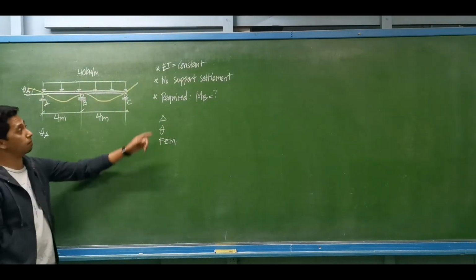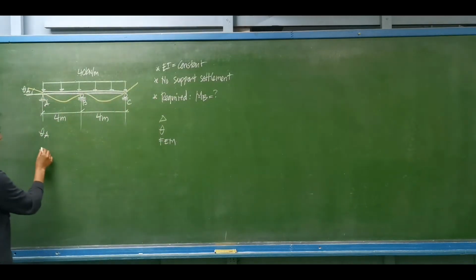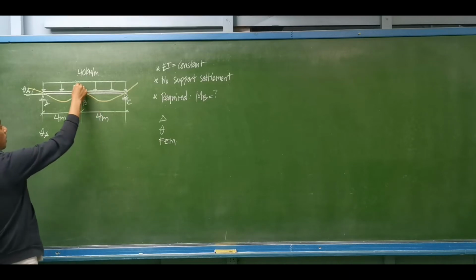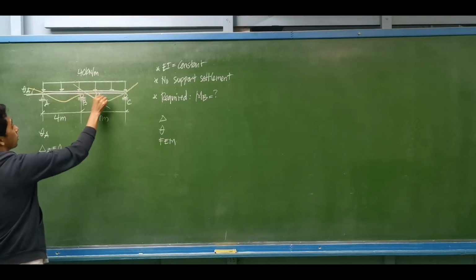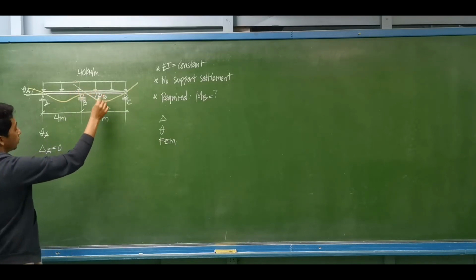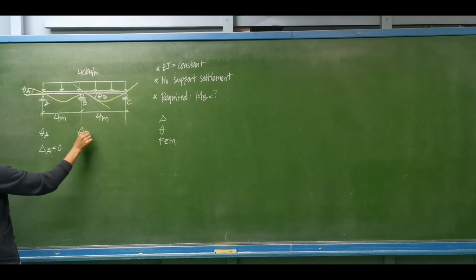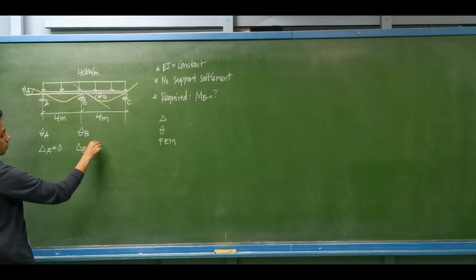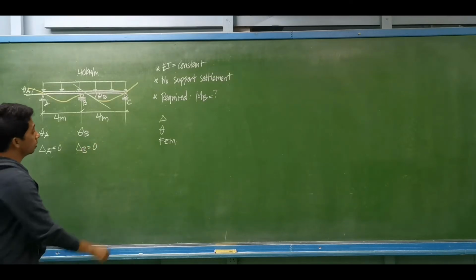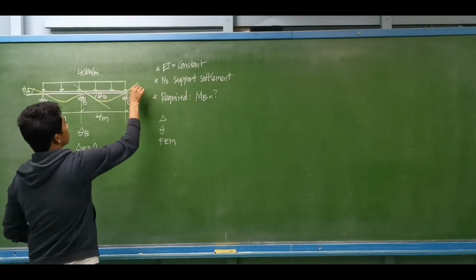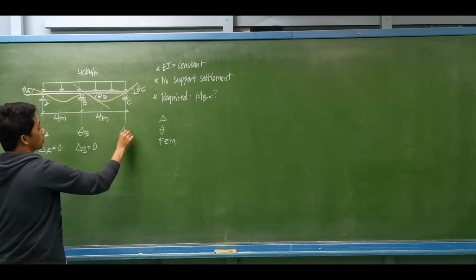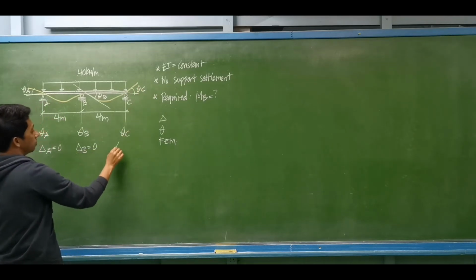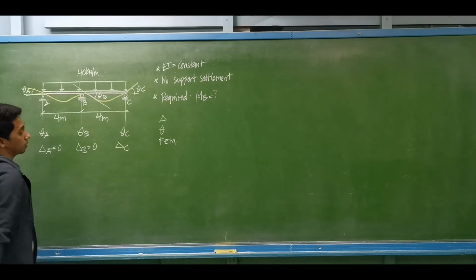But since for this problem there is no support settlement, we may assume that delta at A is equal to 0. Then it is possible that we'll be having a rotation at B since there is a roller support. So we have the value of theta B, but we don't have a displacement or settlement at point B. Then this is the rotation at C, so we have theta C. But again, no support settlement at C.